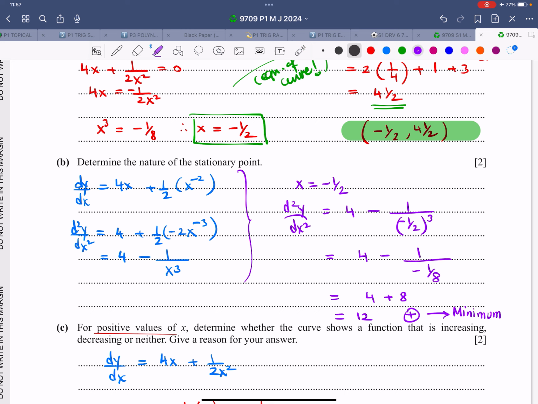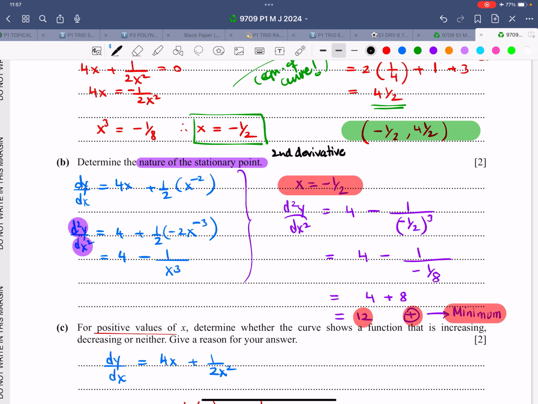So when we talk about nature of stationary point, we are talking about the second derivative. That means derivative of the derivative, which is denoted by the symbol. That is like this. So now when we, let me get the highlighter ready. Okay, so we calculate d square y over dx square. That comes out to be this. And then we plug in this value. X is equal to negative half. We just plug in this value, and then what happens? It comes out to be positive. Positive means it's a minimum. So the nature is either a max or a min.